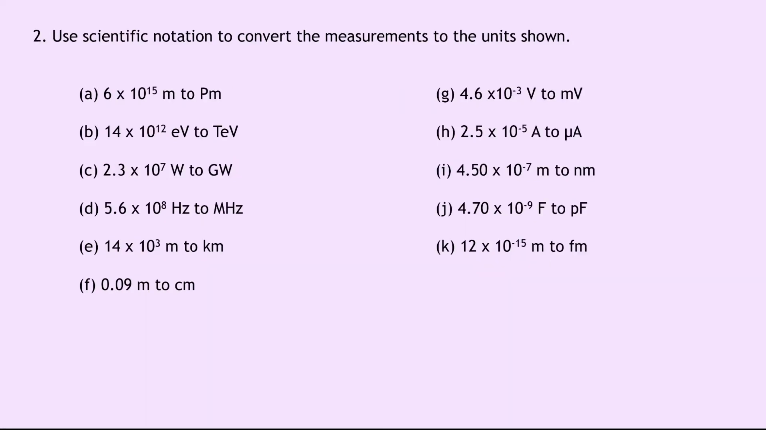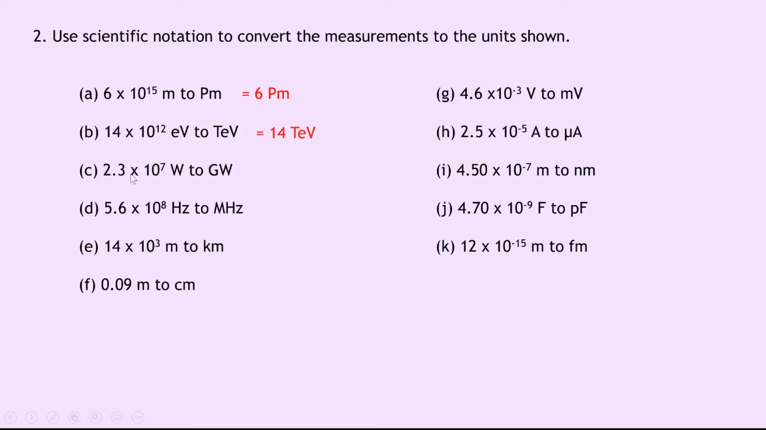Question 2 now says to use scientific notation to convert the measurements to the units shown. So this time we're converting back from full numbers into prefixes. You wouldn't actually have to do this in a final answer, you can just state final answers without prefixes, but it's good practice to get you familiar with the different prefixes. So in part A, 6 times 10 to the 15 meters to petameters. Well, remember peta is times 10 to the power of 15, so this simply just becomes 6 petameters. Part B says 14 times 10 to the 12 electron volts to tera electron volts. Well, remember tera is the times 10 to the 12, so this simply becomes 14 tera electron volts.